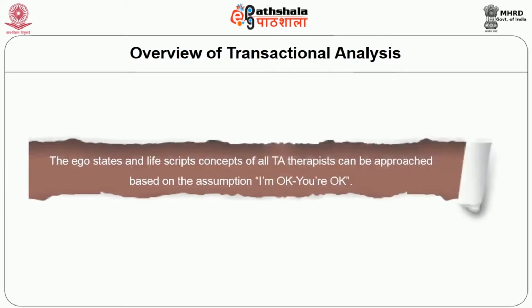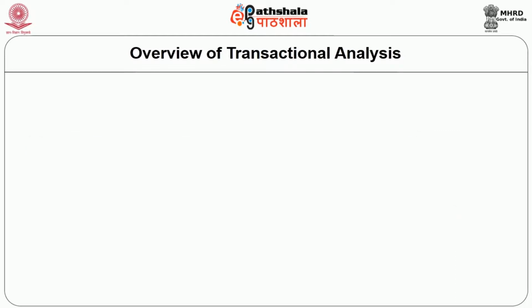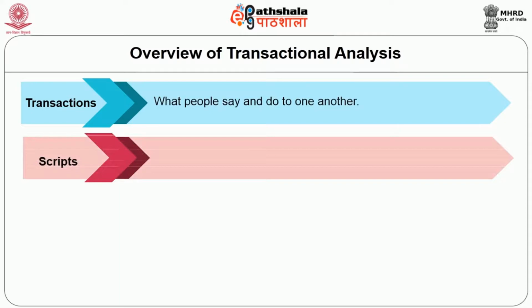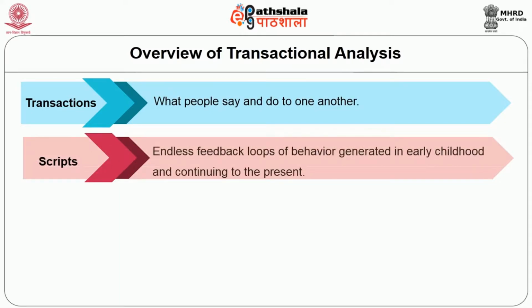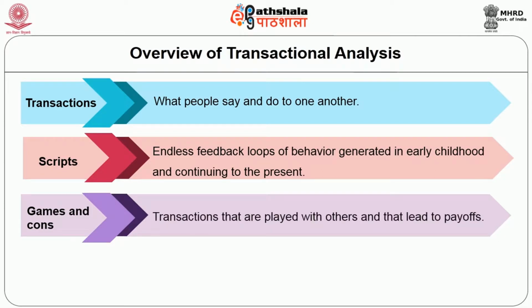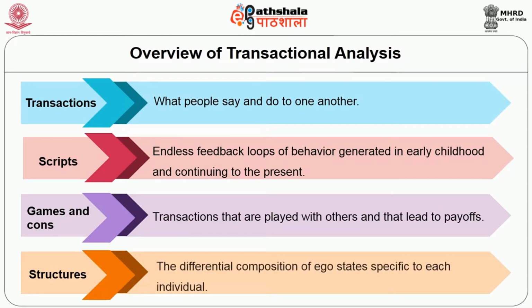The ego states and life scripts concepts of all TA therapists can be approached based on the assumption I am okay, you are okay. The therapeutic principles and theory of personality from transactional analysis are processed by these 4 different methods. The first one is transaction, what people say or do to one another. The second, scripts, endless feedback loops of behavior generated in early childhood and continuing to the present. The third one is games and cons, transactions that are played with others and that lead to payoffs. Structures, the differential compositions of ego states specific to each individual.